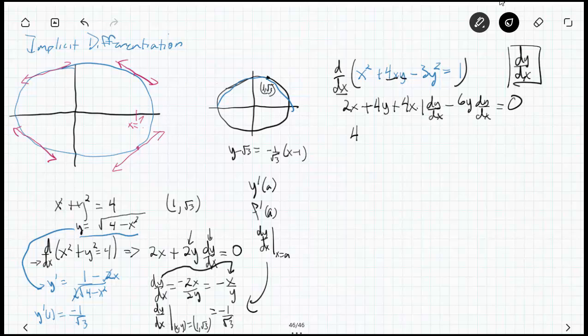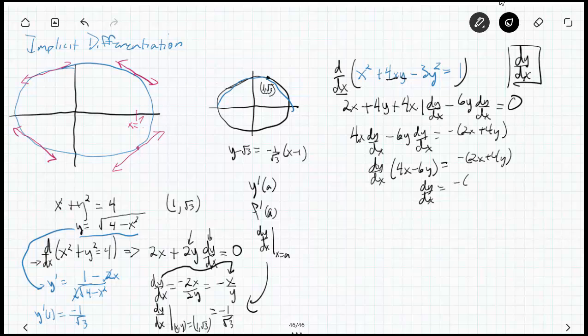So this is going to be 4x dy over dx minus 6y dy over dx is equal to negative 2x plus 4y. I could have also just as easily written that as negative 2x minus 4y, but I don't know why I did what I did, but I like it. All right, I'm going to factor out a dy over dx because that's the thing I need to solve for. That gives me (4x minus 6y) dy over dx is equal to negative 2x plus 4y. And then dy over dx is equal to (negative 2x plus 4y) over, you got to have those parentheses or all heck is going to break loose, over 4x minus 6y.